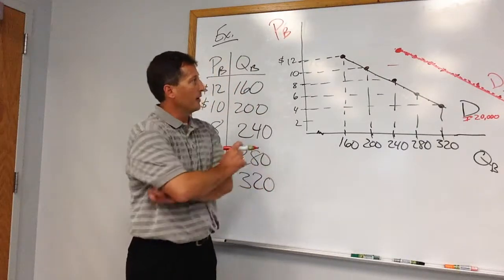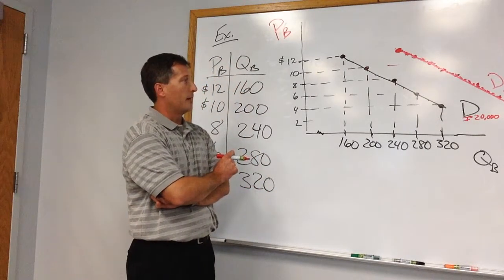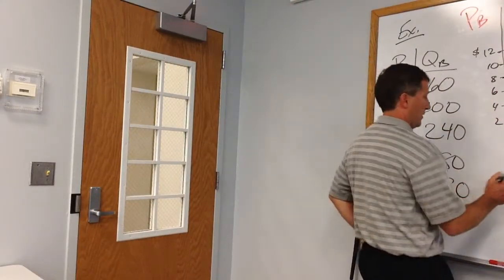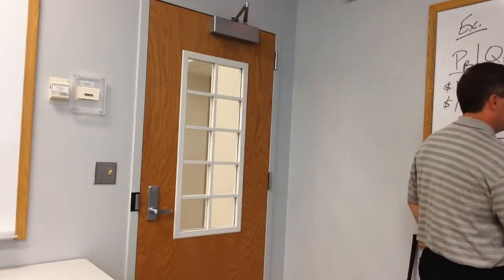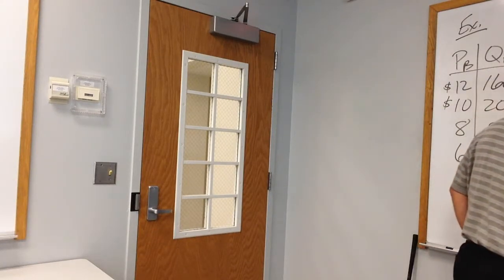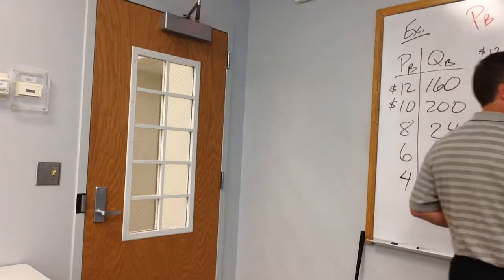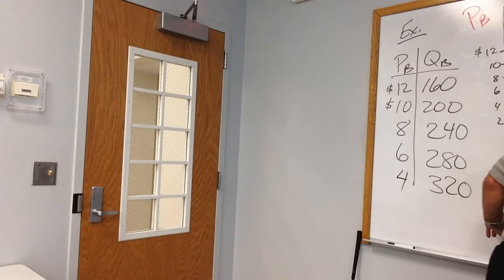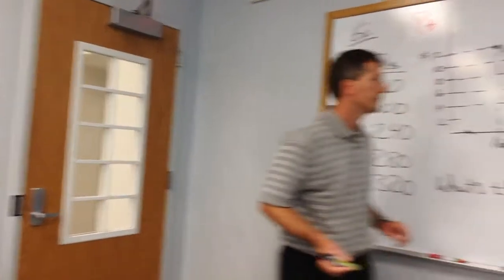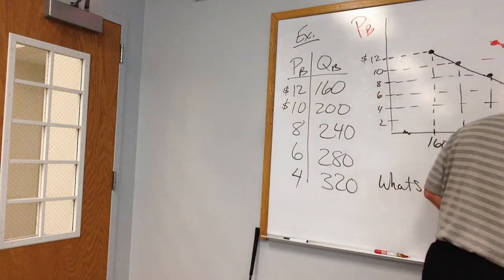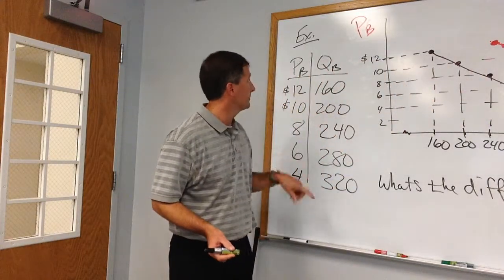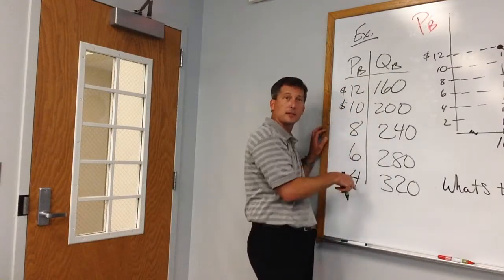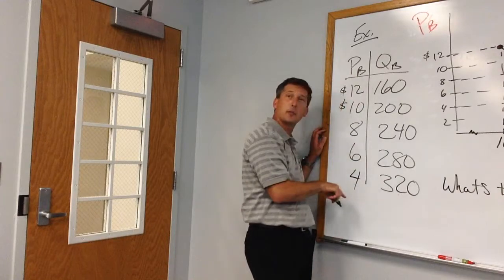Which brings me to one of our other important distinctions, and that is the change in quantity demanded. What's the difference between quantity demanded and demand? What's the difference between quantity demanded and demand? This is the quantity of beer demanded at various prices. This is the quantity we're going to purchase at various prices.